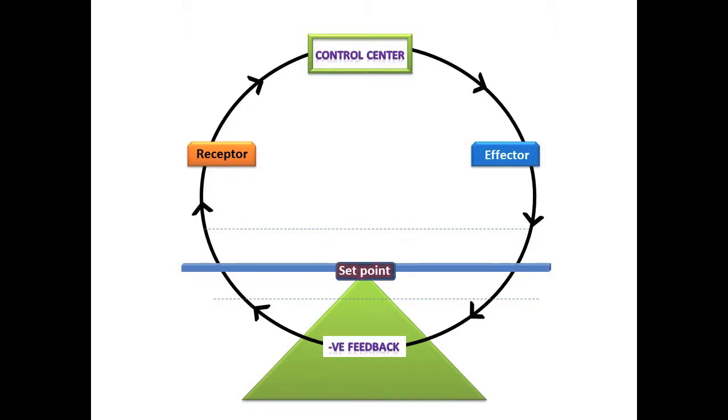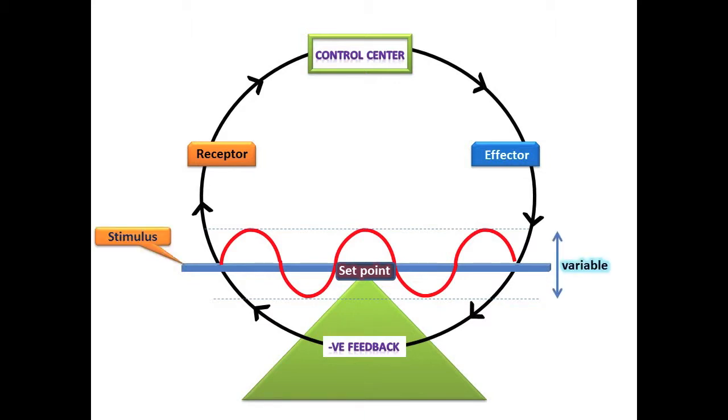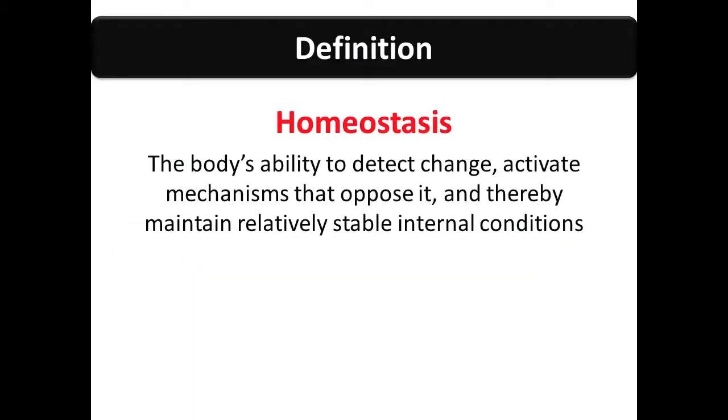So the body allows for normal fluctuations in a system. Each system is constantly regulated by stimuli and effectors to keep the response within a normal variable range. So the definition could be this: homeostasis is the body's ability to detect change, activate mechanisms that oppose it, and thereby maintain relatively stable internal conditions. Body systems can be regulated by both positive and negative feedback loops, although most examples are negative.